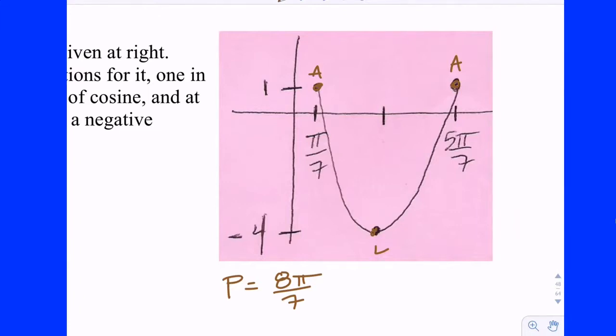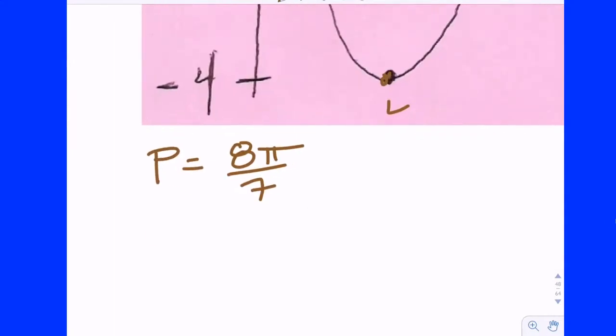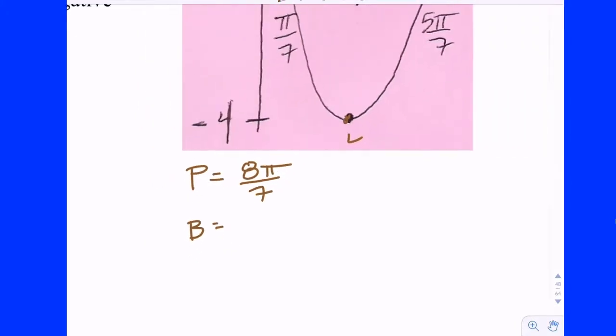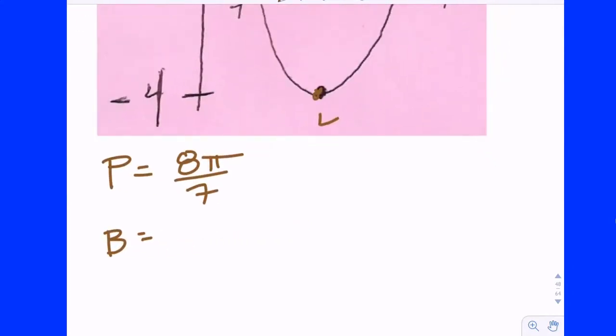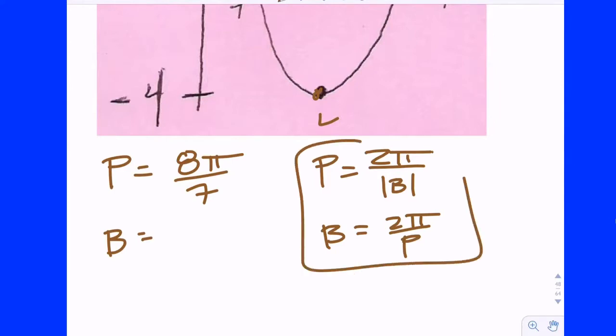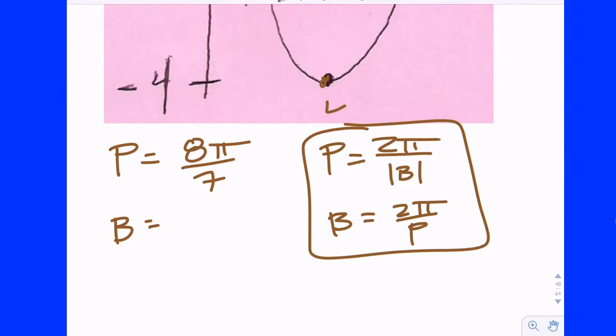All right, so once we find our period, we can find the b value. Remember, you get the period from the graph, and you need the b value for the equation, which is what we're going to look at today. If the period is 2 pi over the absolute value of b, then b is going to end up being 2 pi over p. You can exchange them in the equation. Same equation, we're just using it a little bit differently.